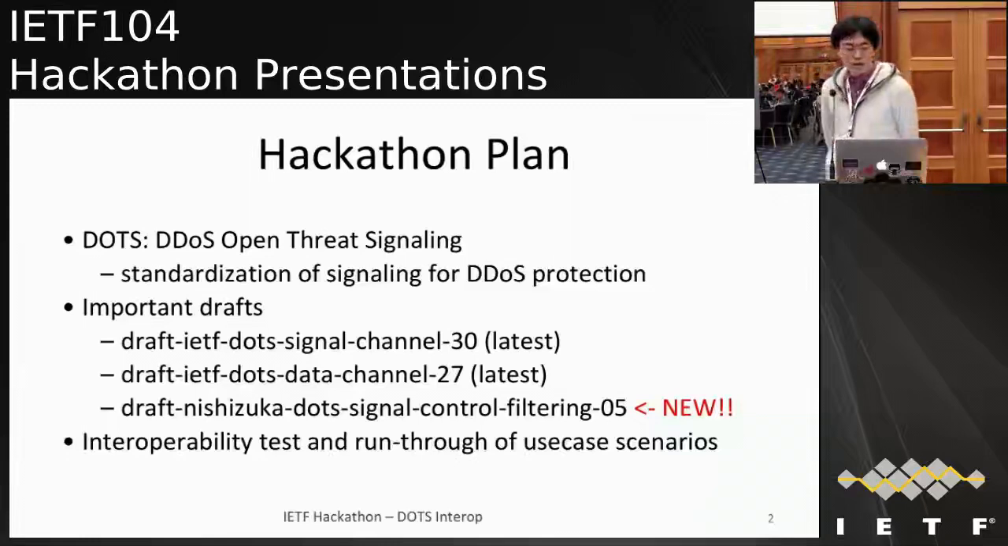The DOTS protocol consists of two drafts. One is a signal channel draft, and the second one is a data channel draft. However, on top of that, we tested a new individual draft, which is the outcome of the last IETF hackathon. Then we did the interoperability testing between two individual implementations. One is open source, and the other end is proprietary. Then we made a demo of several use cases.